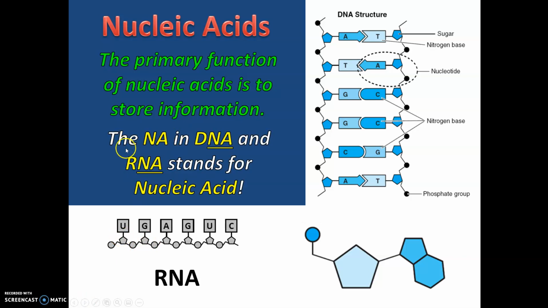But this is probably the easiest one to remember because NA, nucleic acid, is both in DNA and RNA. That's what it stands for, nucleic acid. For DNA, it would be deoxyribonucleic acid. For RNA, it would be just ribonucleic acid.